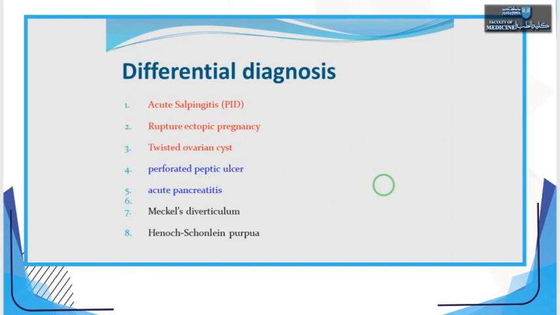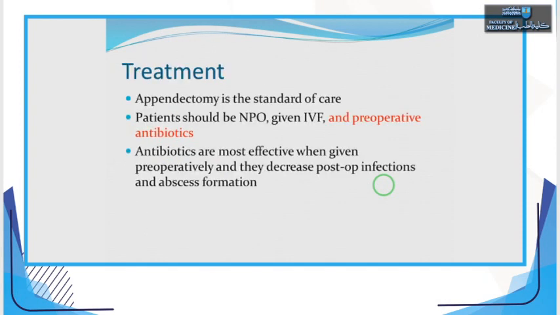Acute salpingitis, ruptured ectopic pregnancy, twisted ovarian cyst are gynecological problems. Perforated peptic ulcer, acute pancreatitis are from the upper part of the abdomen. Meckel's diverticulum and Henoch-Schönlein purpura are especially in children. Now, treatment. Appendectomy is the standard of care.